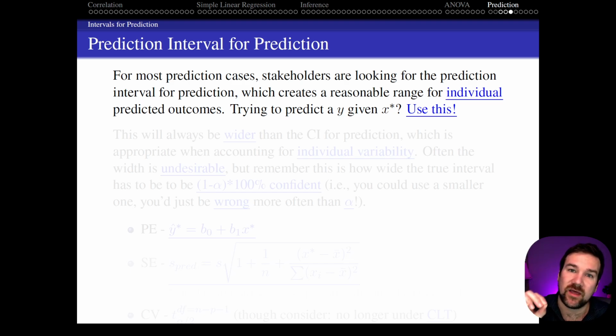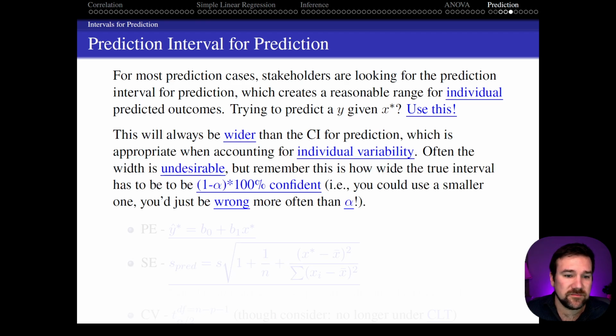When we're trying to predict an individual value, we don't use the confidence interval for prediction. We use the prediction interval for prediction, this one. Again, this is relatively rarely used in my professional experience, with people leaning towards confidence intervals, but using them as if they are prediction intervals. And there's a distinction there.